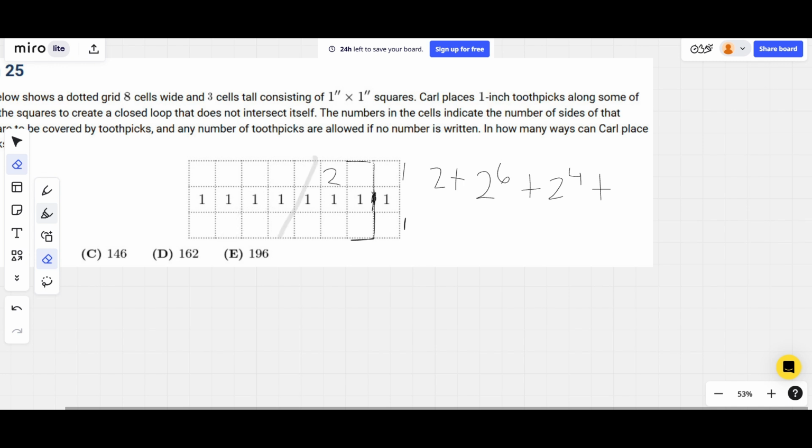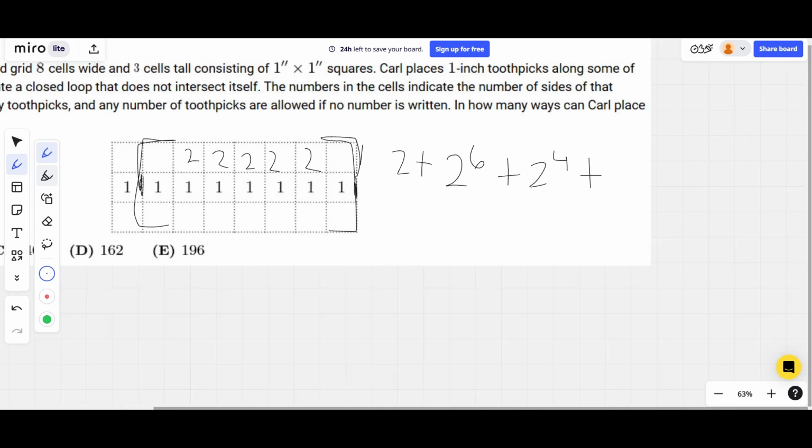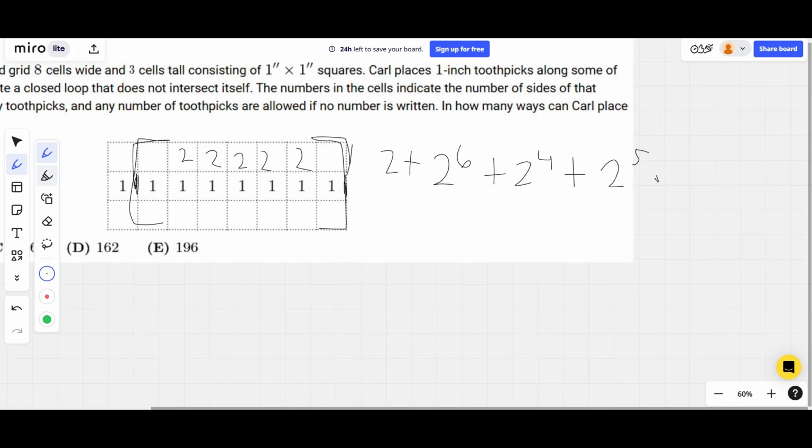And then if I have a toothpick here and then another one in the middle, then my loop goes like that. And then I have 2, 2, 2, 2, 2, so 2 to the power of 5. And then I can do the same thing, and I have to multiply this by 2 because we can also have this case where I have a toothpick here and another one here, and then the loop would just look like that.